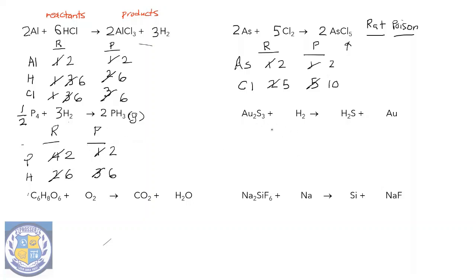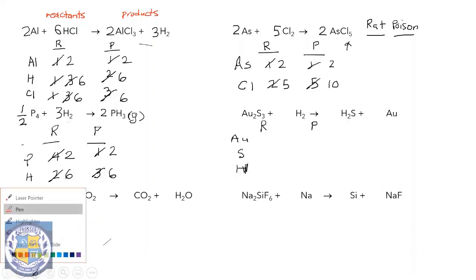Okay, let's try the next one. Reactants, products. We have Au, which is gold. We have S, which is sulfur. We have H, which is hydrogen. And I need to clean that up a little bit.